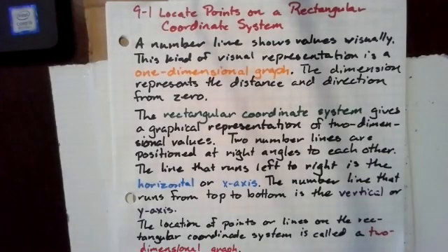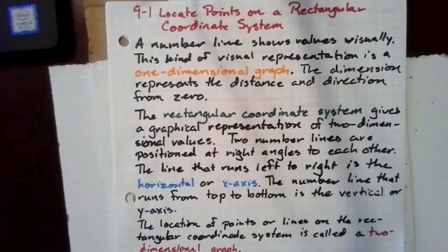In this video, we will discuss locating points on a rectangular coordinate system, or RCS. A number line shows values visually. This kind of visual representation is a one-dimensional graph. The dimension represents the distance and direction from zero.